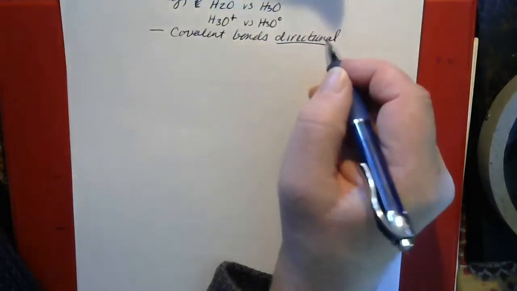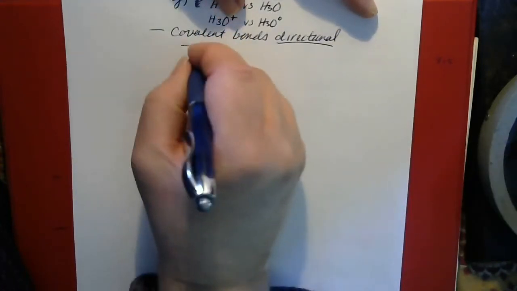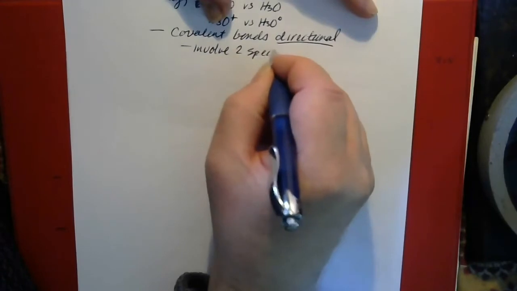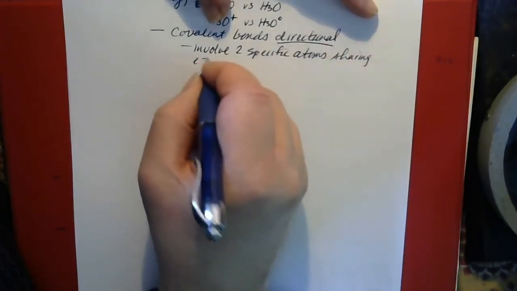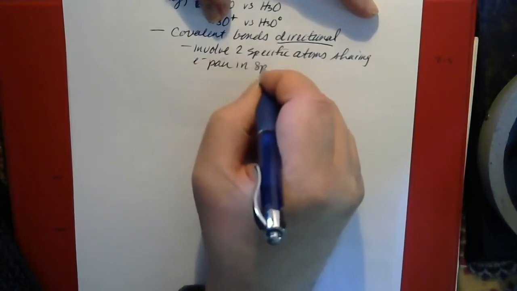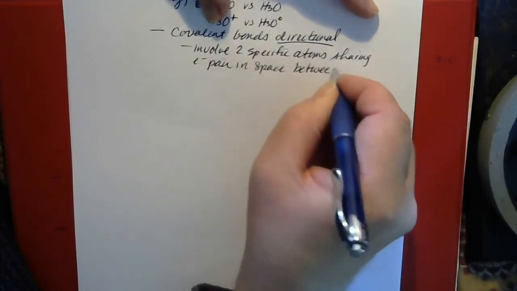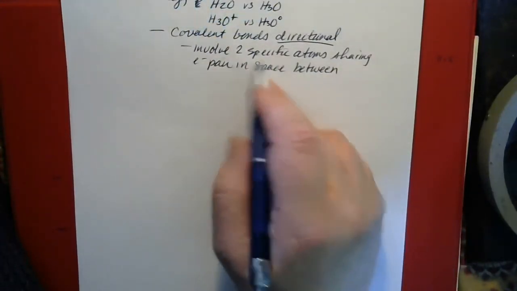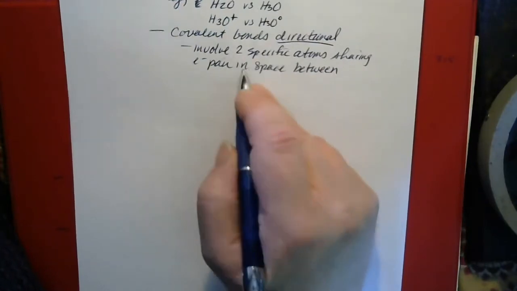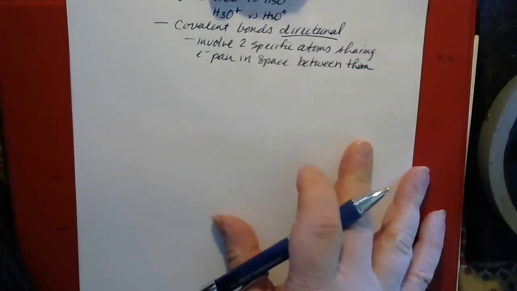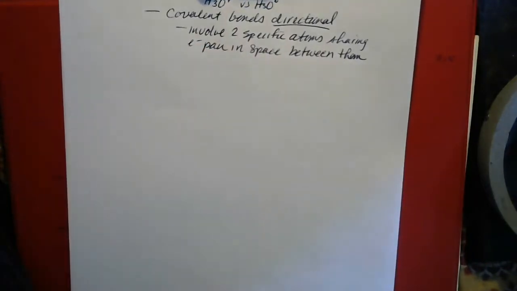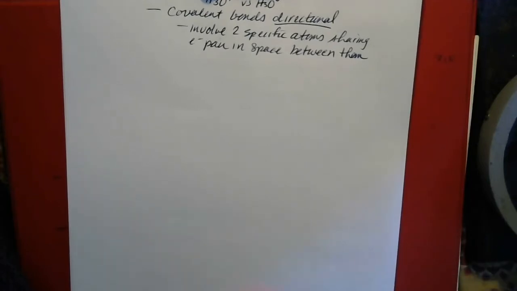On the other hand, covalent bonds only involve two specific electrons, or two specific atoms. And that's because the covalent bonds involve the sharing of a pair of electrons, specifically in the space between the two atoms. Okay, so the attraction does not radiate outward in all directions like it does for ionic bonds.